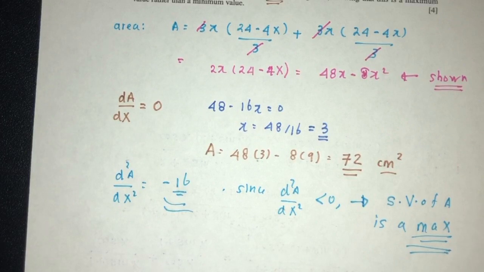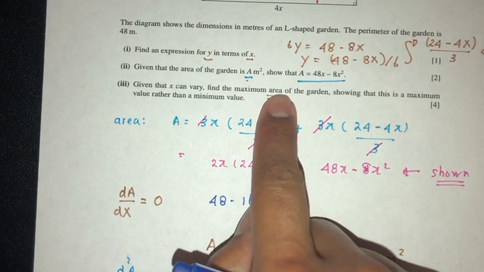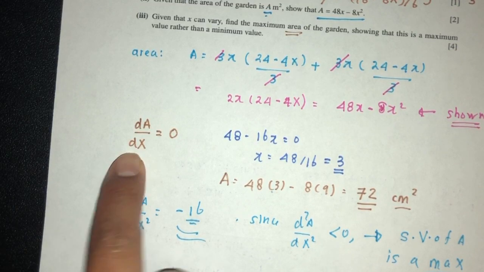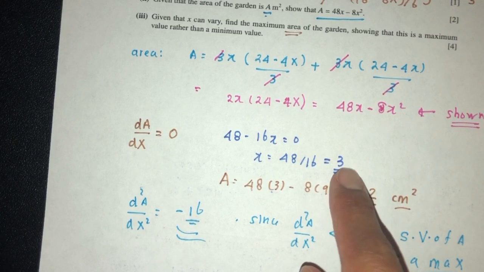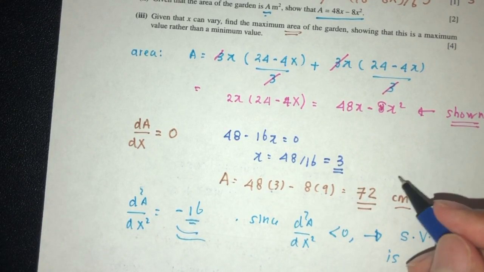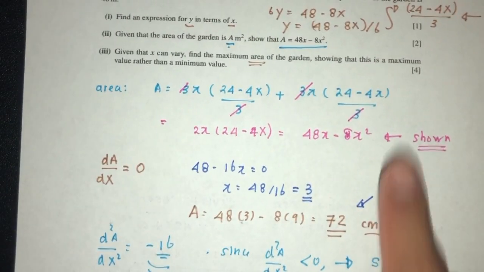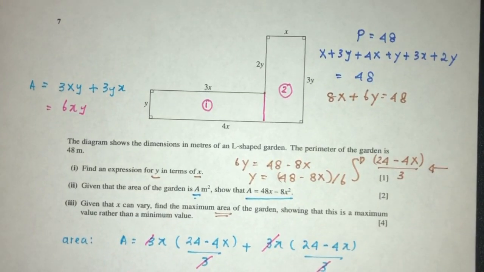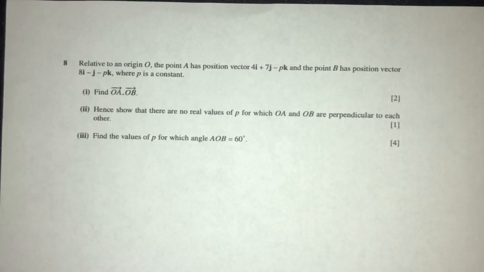So pretty easy, step by step. First thing first, you have to find the max area. To find the max area, we first have to find dA by dx, because that is the stationary value. Then we have to find the value of x, but afterwards we place x back in A to find the value of A, which is this, part 1 of your answer. Then to show the maximum or the nature, we have to find this one and then show this one. Okay, that will be part 3 of your question. Okay. So let's move on to the next question.